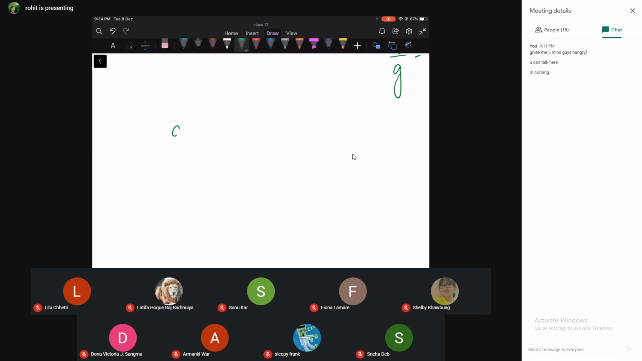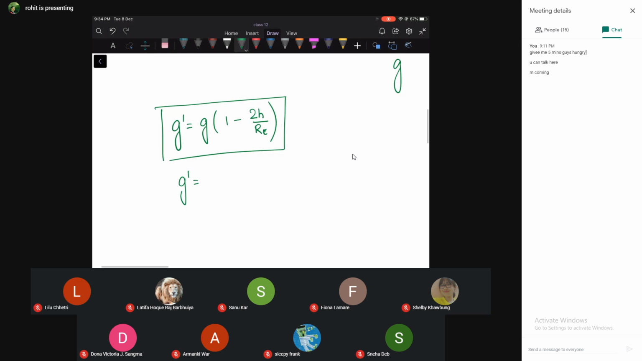Okay, yesterday we got G prime is equal to G times (1 minus 2h by RE). This is the change of acceleration due to gravity with height. Today we got G prime is equal to G times (1 minus depth by RE). We did not get any 2 here, okay? We just got it simply like that, okay?